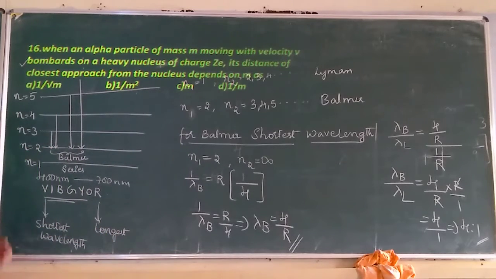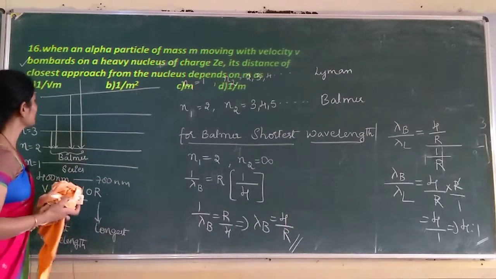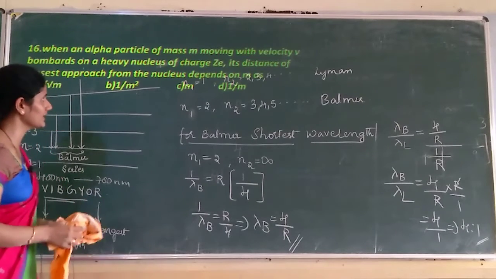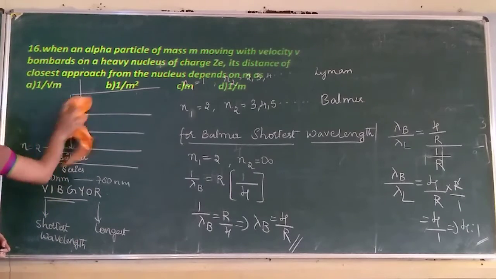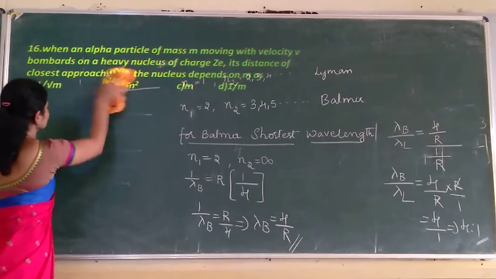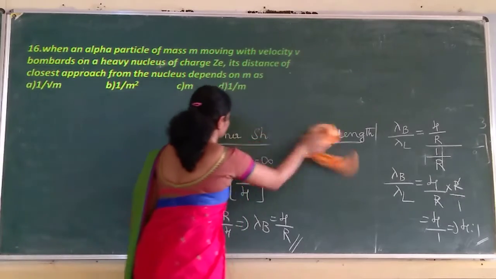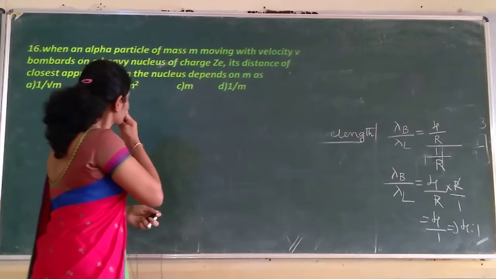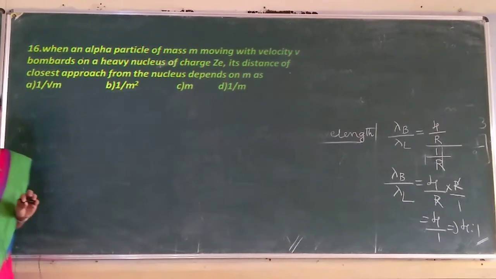Next question. Question number 16. When an alpha particle of mass m moving with velocity v bombards on a heavy nucleus of charge Ze, its distance of closest approach from the nucleus depends on mass. What is the distance of closest approach? It is the distance from the nucleus.